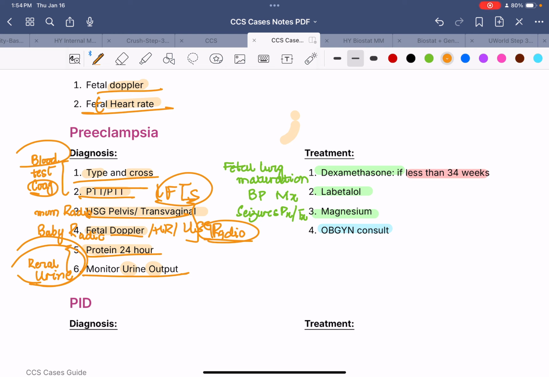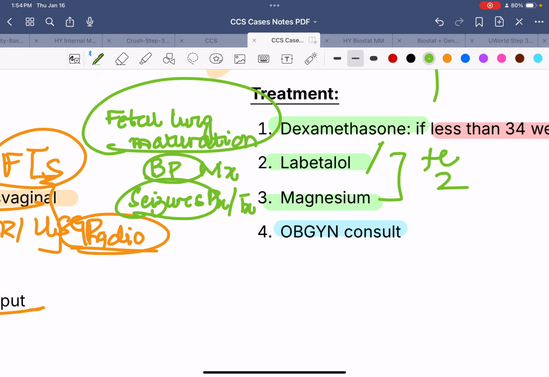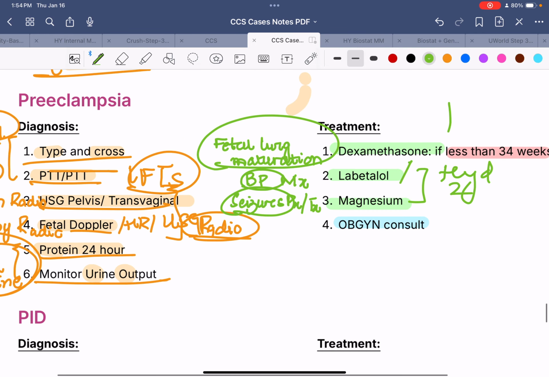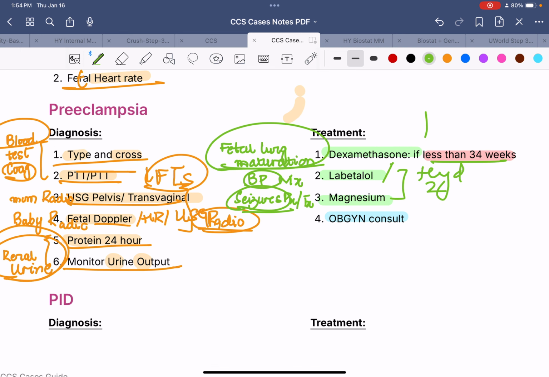Okay, so for the treatment, one is the specific treatment for seizures, one is the specific treatment for the blood pressure, and one is for the baby, fetal lung maturation. So two for the mom and one for the baby. The two specific things you're going to do for the mom are blood pressure management with either labetalol or hydralazine, and the prevention or treatment of seizures by giving magnesium. And next off, for fetal lung maturation, if the baby is less than 34 weeks, we can administer dexamethasone. And we are going to do, of course, an OBGYN consult for the planning of C-section and delivery.